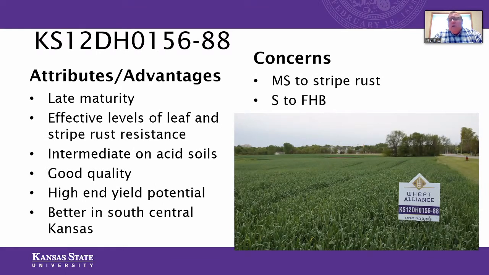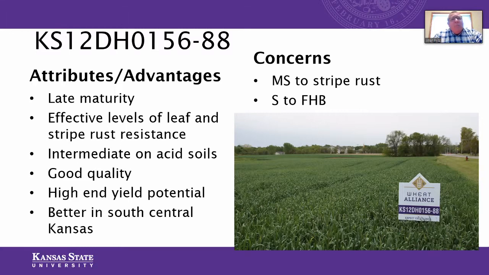In terms of names, the one we're kind of thinking about is KS Hatchet, but we haven't made a final decision on that. That would be to recognize Jim Hatchett, who was a USDA entomologist in Manhattan for a long, long time and contributed greatly to wheat breeding in the plains.